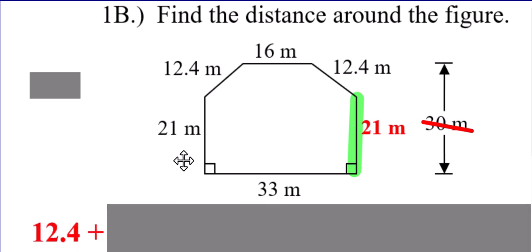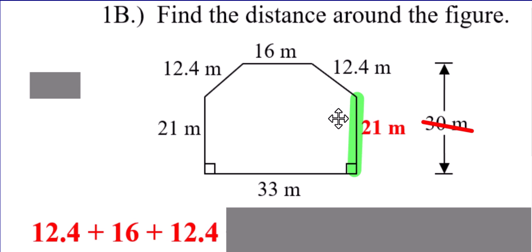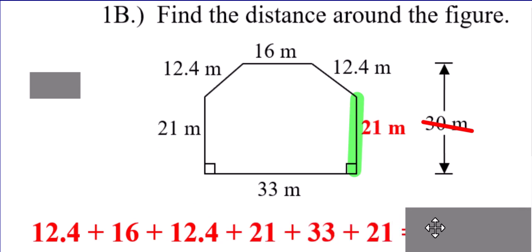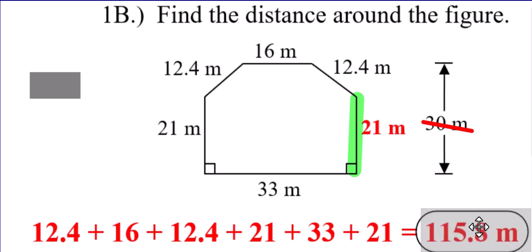So the 12.4 plus the 16 plus the other 12.4. You can see I'm kind of going here in clockwise order. You can go in any order you want, as long as you get all of these outside measurements added together, you're good to go. So quickly, go ahead, hit pause temporarily, write it down on your paper, and then enter it into your calculator. What do you get? And you should have got 118.8.